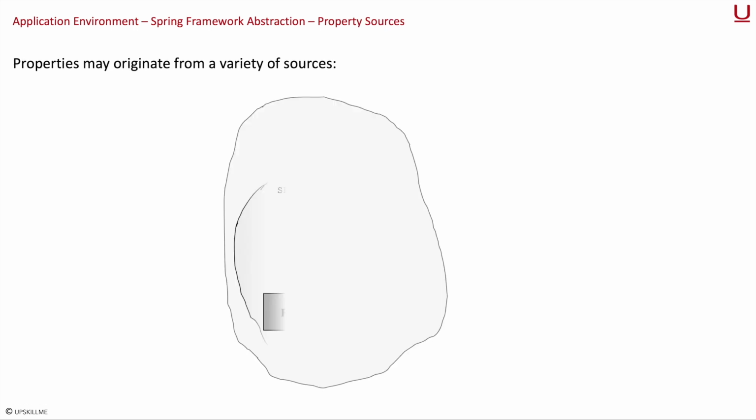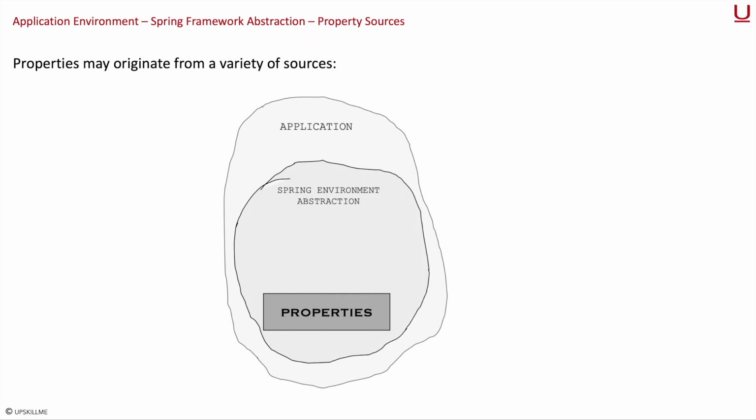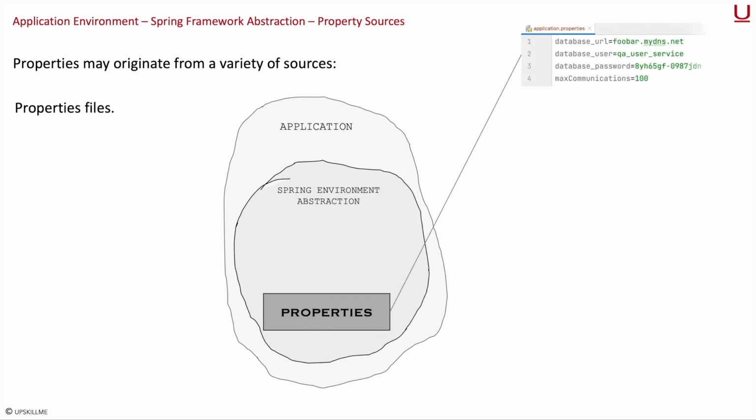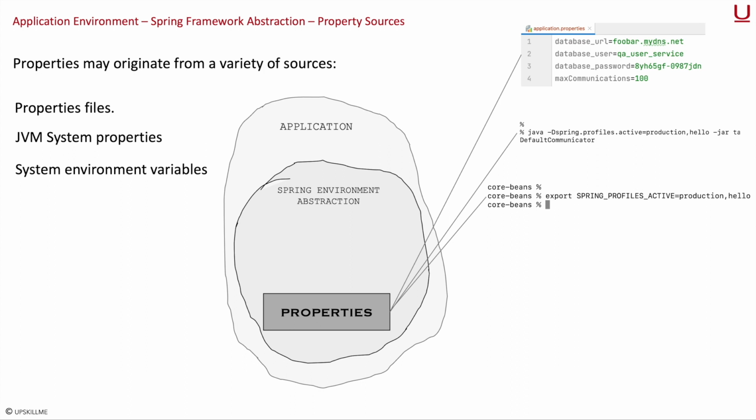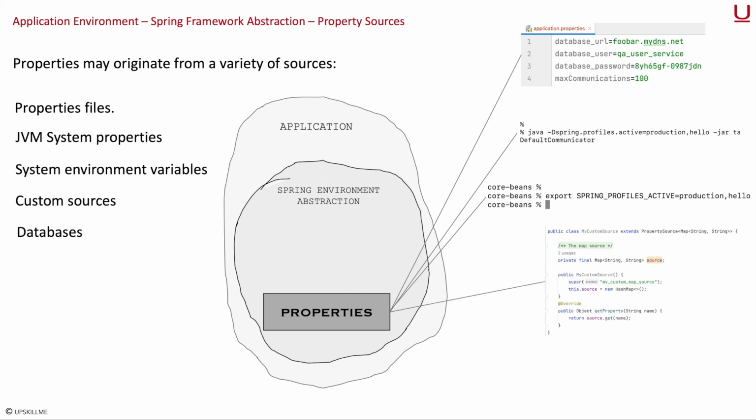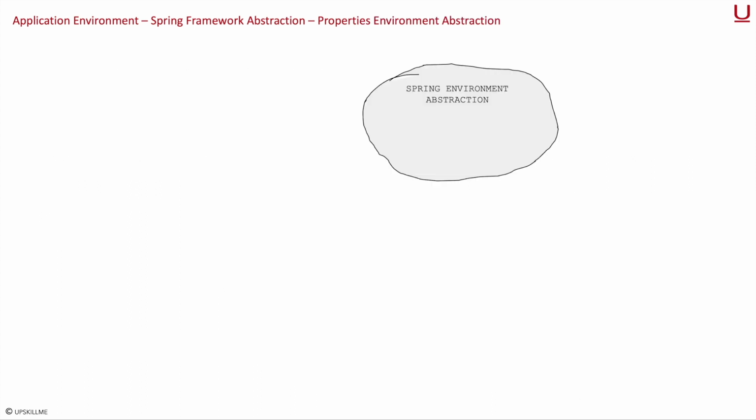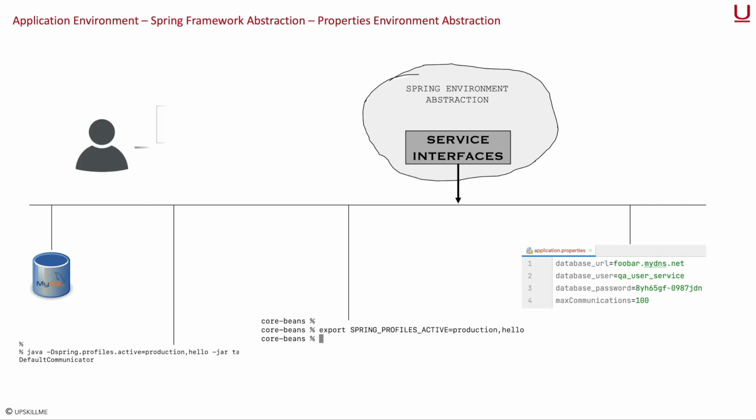Properties may originate from a variety of sources. Number 1, properties file. Number 2, JVM system properties. Number 3, system environment variables. Number 4, custom sources. Number 5, database tables, and so on. The role of the environment object with relation to properties is to provide the user with a convenient service interface for configuring property sources and APIs to retrieve property values from them.